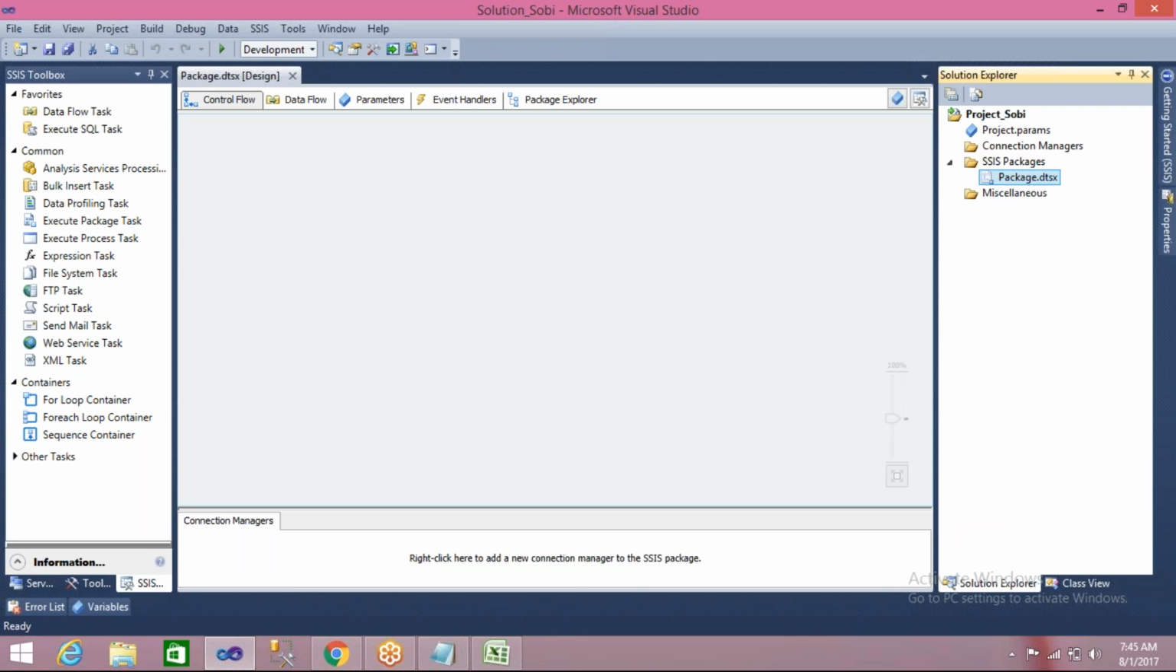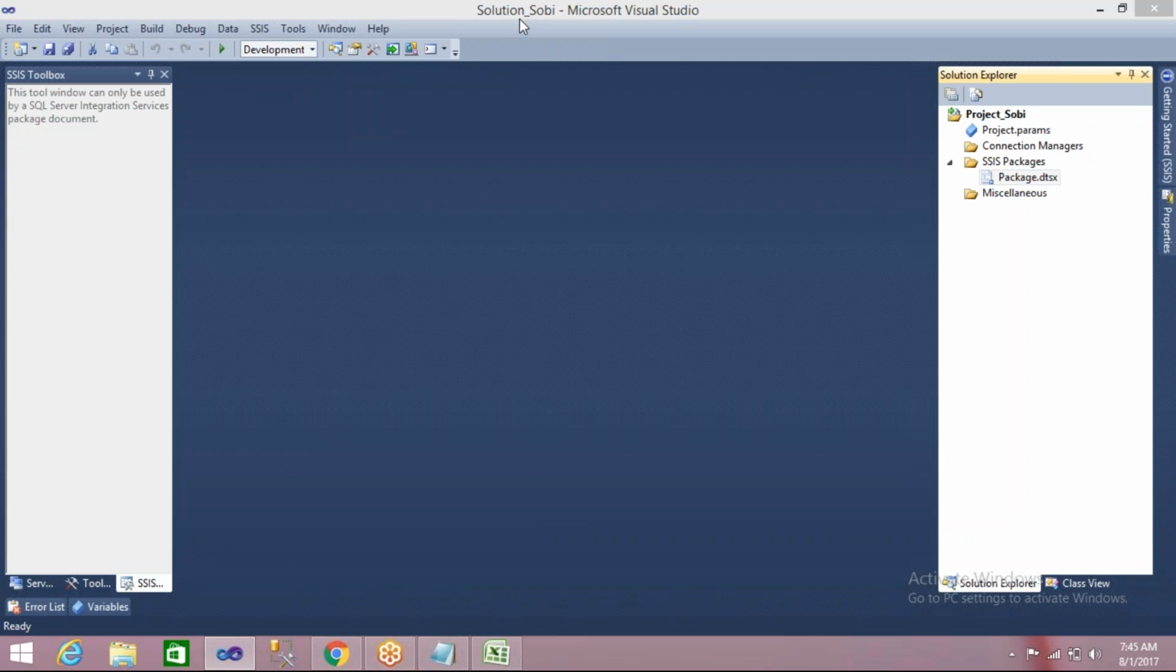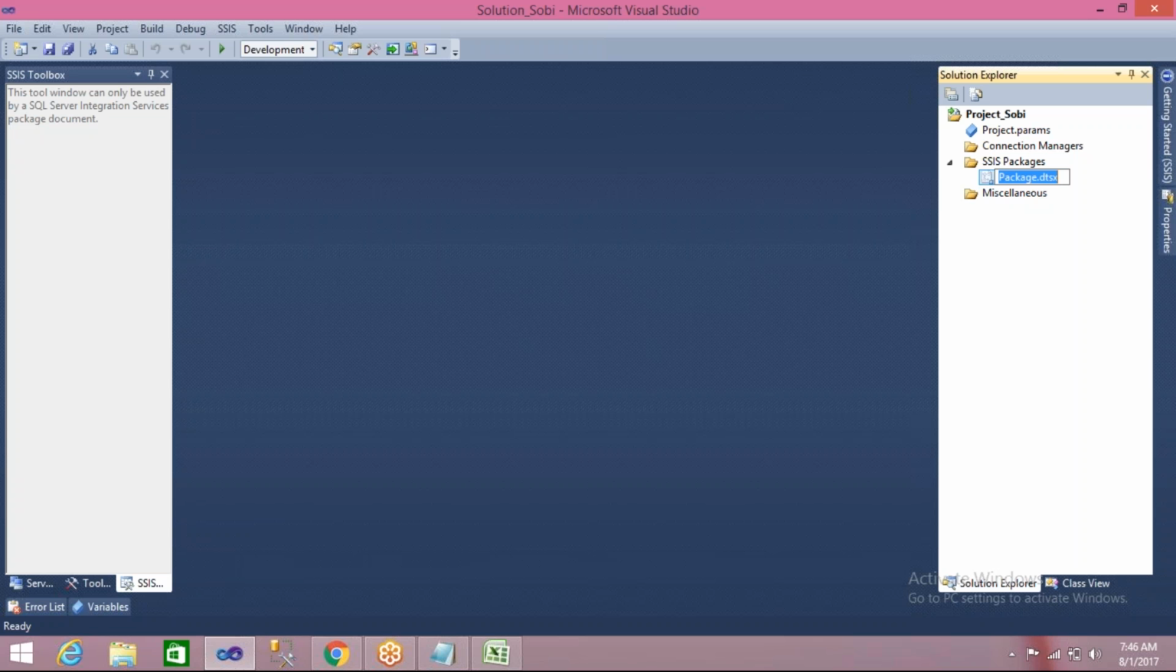This is the work area that you are going to work in for SSIS development. By default, at the top you can see solution underscore Sobi. This is the solution that we are creating. Under this solution, this is the project. On the right side you can see the Solution Explorer tab, and under that the project underscore Sobi. Under that project you can see the SSIS packages. By default, the default name will be package.dtsx, but you can rename the package to whatever you want.